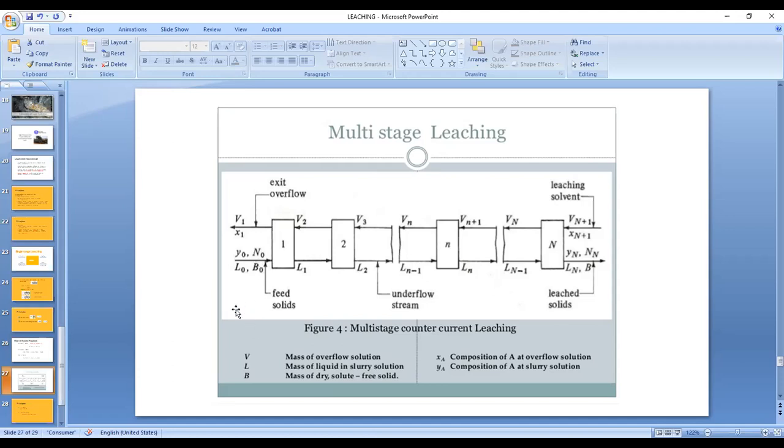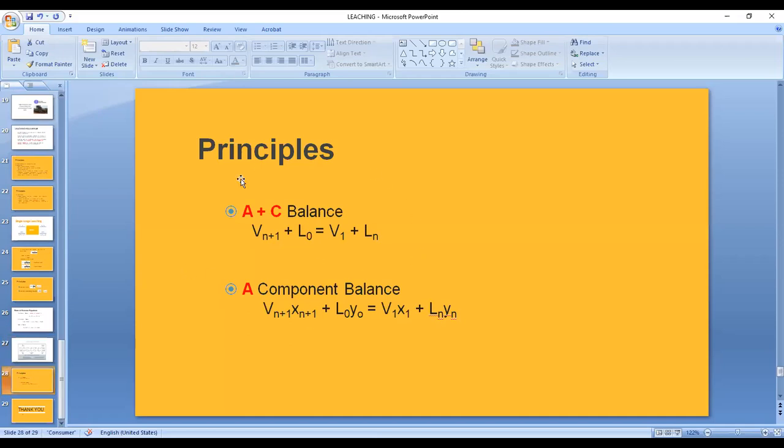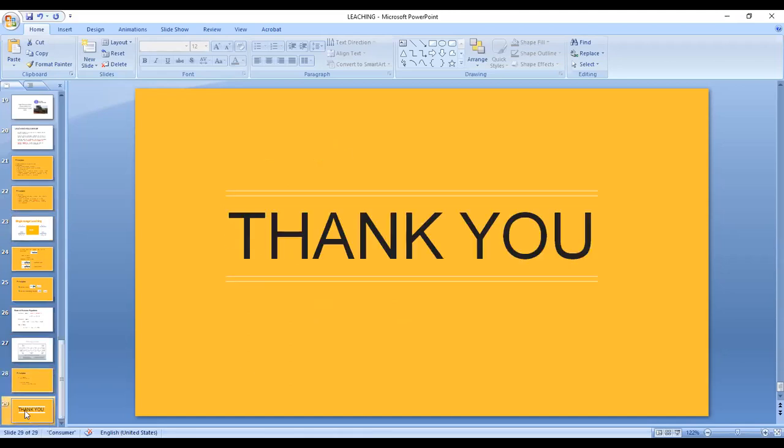So that's it, class, in terms of leaching. And in terms of principle, your overall material balance will be the same as that in the single stage leaching process. The same thing with the component balance. Now, in leaching, we did not cover, it's not part of the discussion, the design of the thickeners. We don't discuss it anymore. We just focus on material balances, and it's the focus as well of this set of slides. Okay? I'm sure you're very tired already.